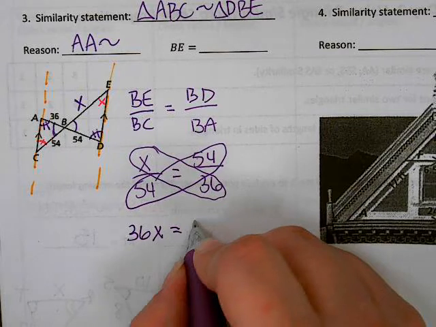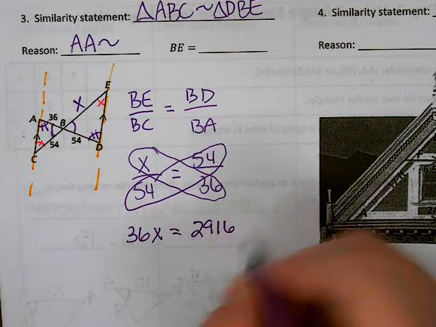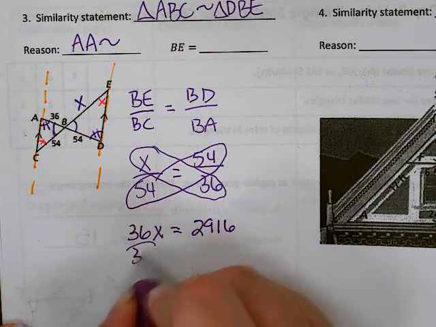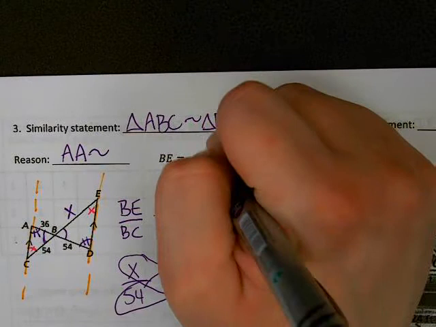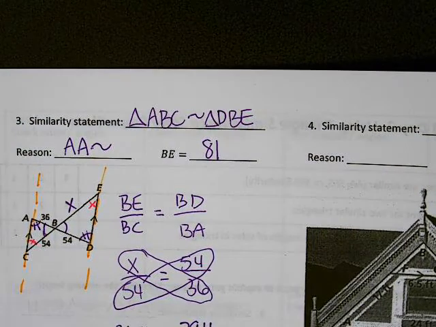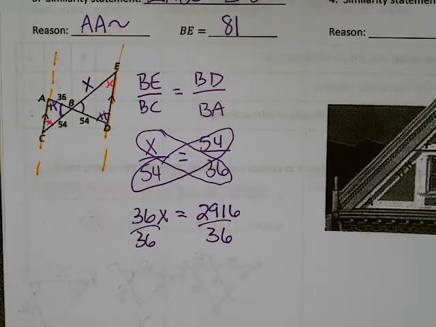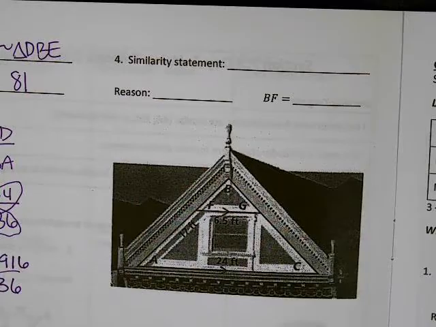So 36x is equal to 2,916. Divide both sides by 36. And we get our x value to be 81. Which means BE is 81. Cool? Hopefully you guys are following along. These should not be too bad. Alright? One more to look at.